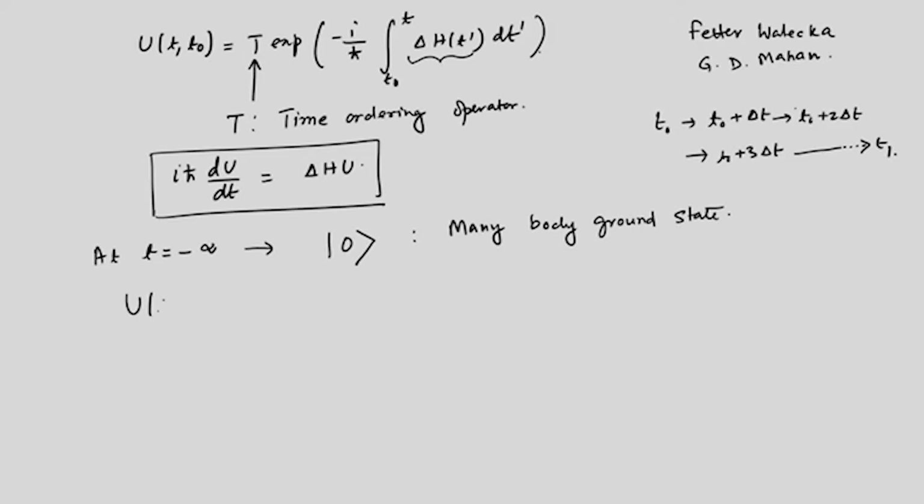So U of t, it is actually U of t with a t0 from minus infinity. So we set t0, the earliest, most primitive time, to be at minus infinity, when there was no effect of the perturbation, and after that the perturbation is switched on. Because now it depends only on one time variable, we simply call it U of t.